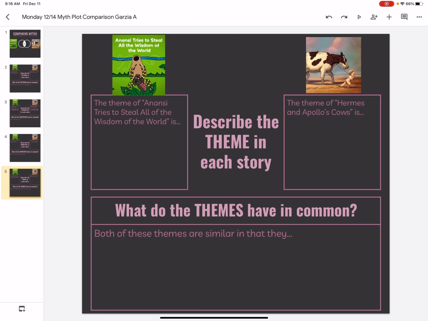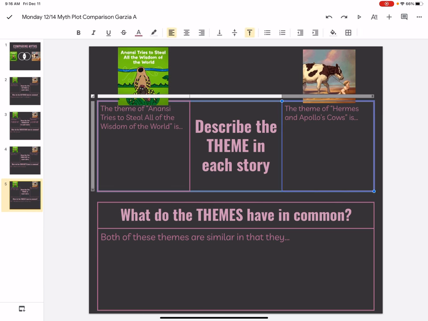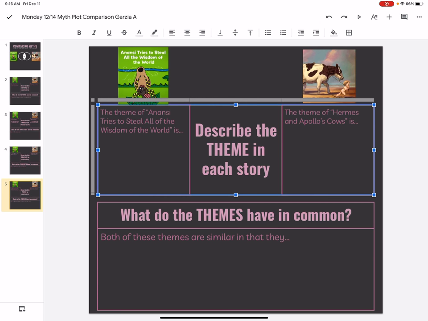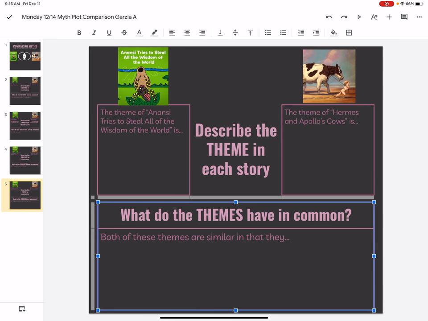And then we come over to the Hermes side. The theme of Hermes and Apollo's cows is, what lesson does this myth try to teach us? Or what lesson did Hermes and Apollo learn? And then come down to the bottom, what do the two themes have in common? Both of these themes are similar in that they, you fill in the blank.